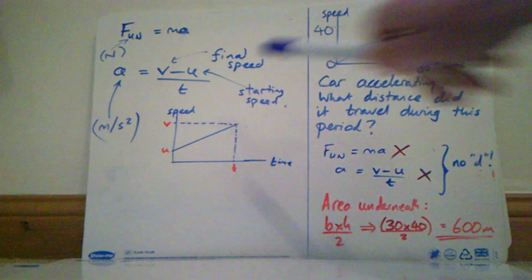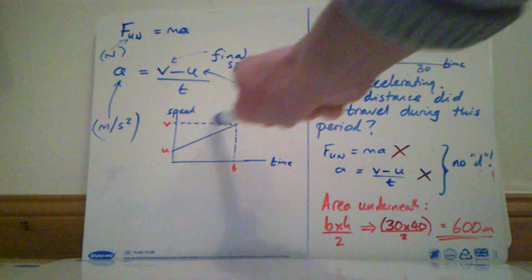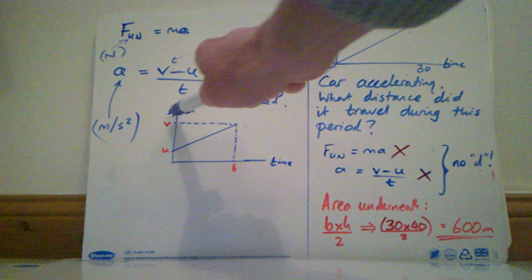Or you may get a speed time graph and you may have to read off the values. So if you've got a speed time graph of something accelerating, in this case that would be U, that would be V, and that would be T.